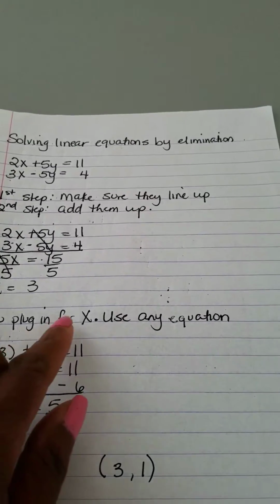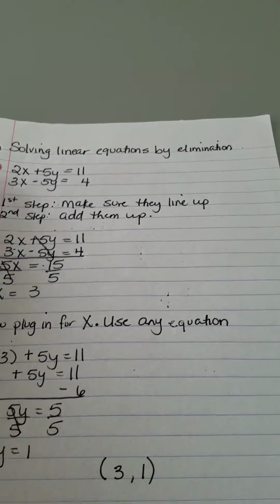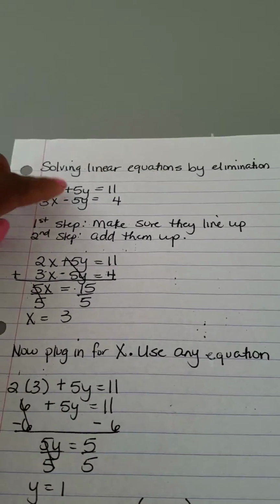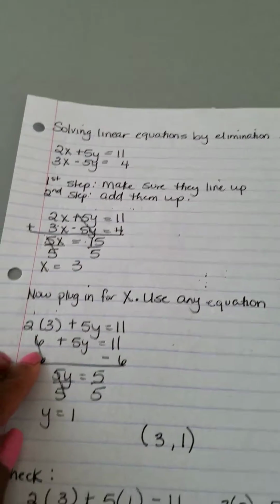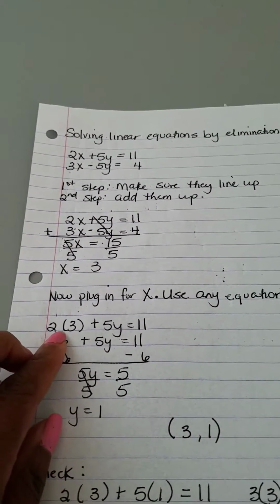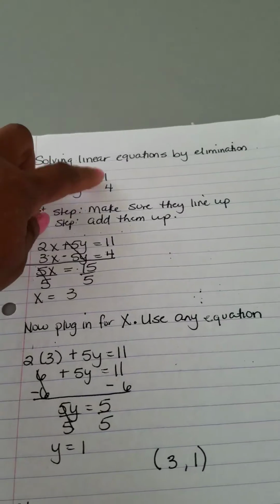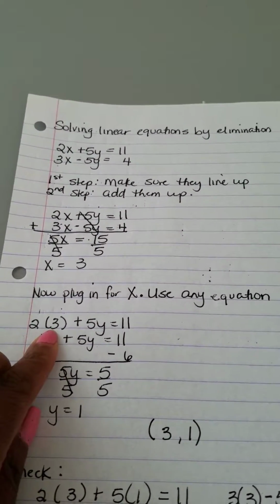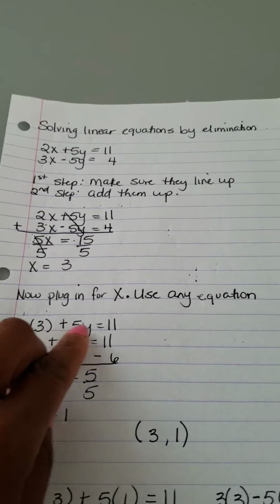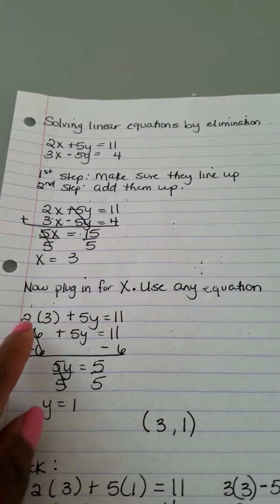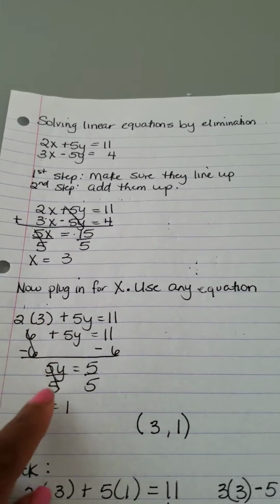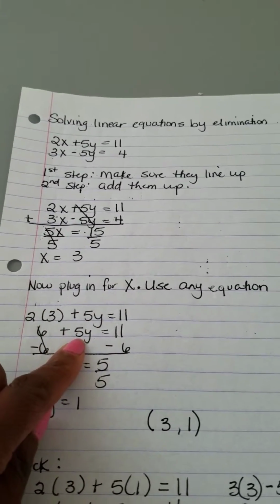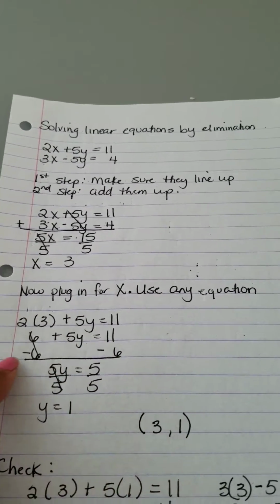Now I'm going to plug in for x using any equation. I can use either one of these equations, 2x plus 5y, to get y. So I'm going to use the top one, which is 2x plus 5y equals 11. In the place of the x, I'm going to put 3: 2 times 3 plus 5y equals 11. 2 times 3 gives me 6. I'm going to bring down my 5y equals 11, okay?